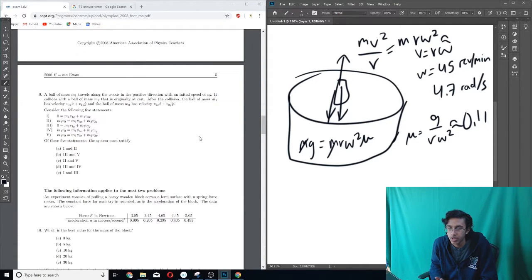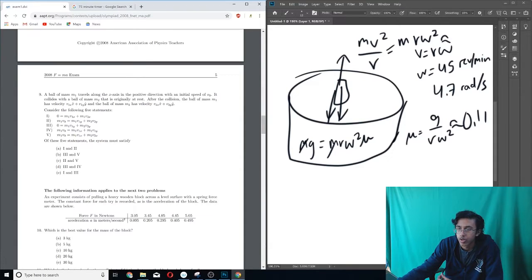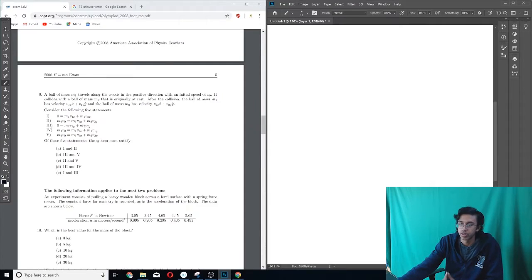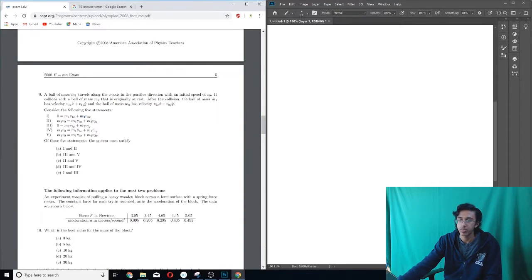So it's traveling along the x-axis. Oh wait, multiple can be right. Okay, let's just go through it, right? Alright, so number 1, m1 v1x plus m1 v2x. Okay, that's just straight up wrong, right? Because you never multiply m1 by v2x because v2x is on m2. It has nothing to do with m1, so that's just wrong.